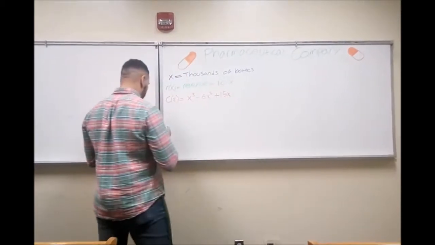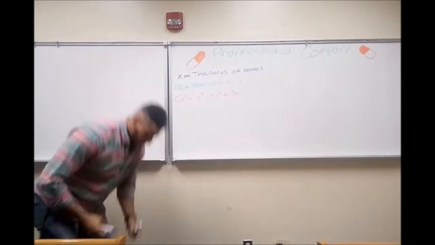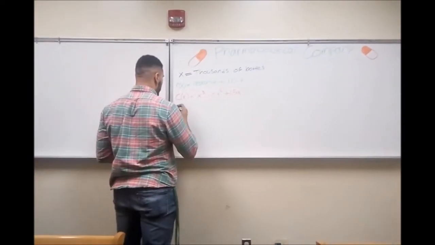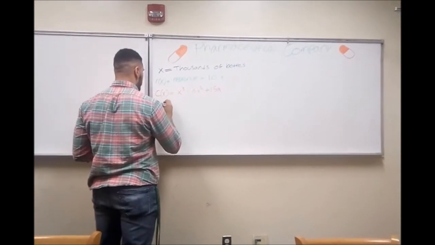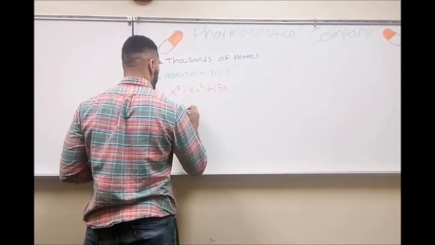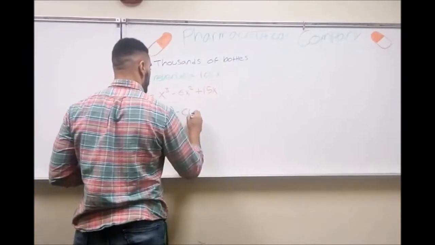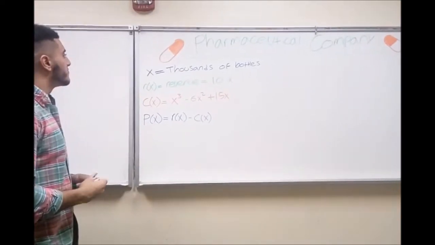And then we have P, right? P equals R minus C. P of X equals R of X minus C of X. I think that's it, right?